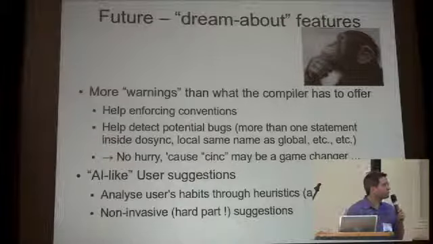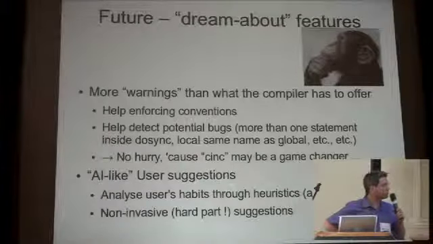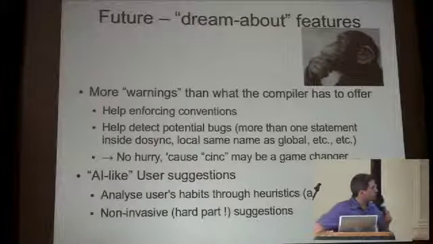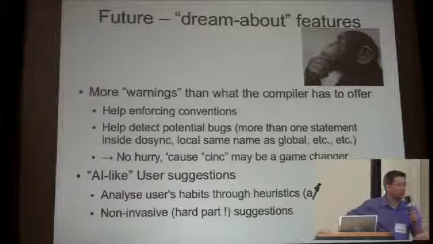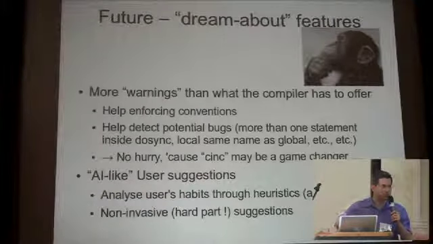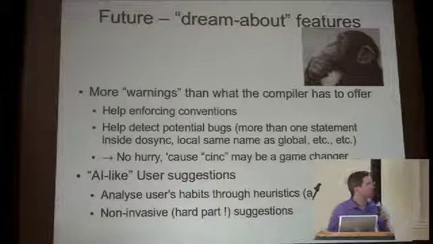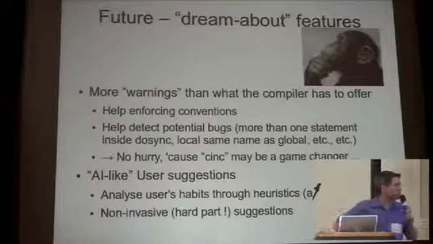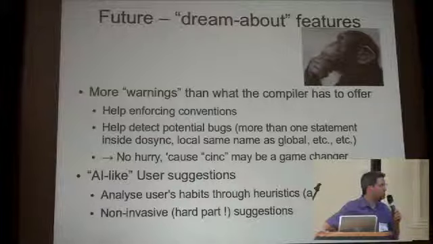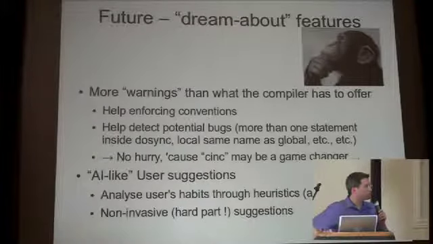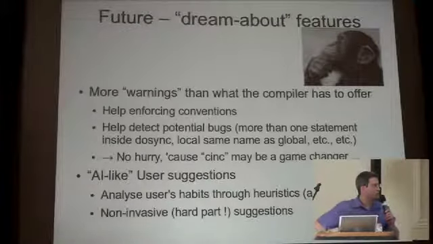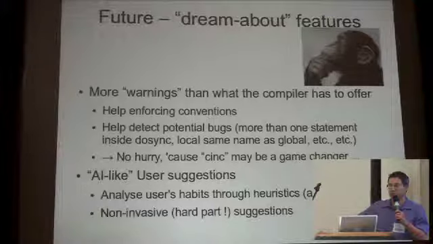And there are also features I'm just dreaming about, because we're not just monkeys. So basically, the most probable is it will be the first. That is more running over what is currently given as feedback by the compiler. So, for example, helping enforce conventions, detect potential bugs, help people write idiomatic Clojure code, but it's not a hurry for me because there is a Clojure in Clojure project which may be a game changer in this area.